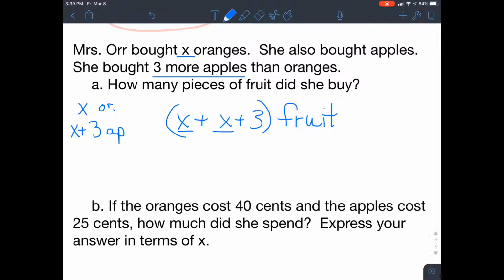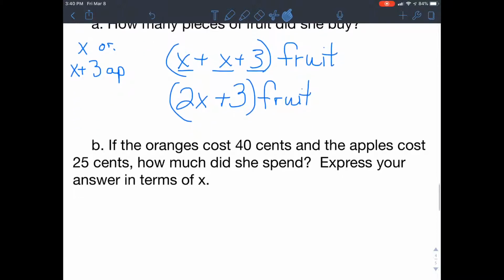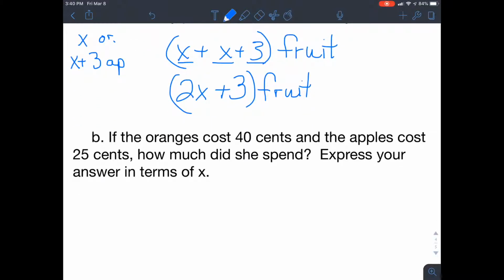We have 2 x's there. That means that we can just say X plus X is 2X. And here I just have a number by itself, so I can just put plus 3 in parentheses, and I need to label it so that I know what I'm talking about. So 2X plus 3 pieces of fruit. Now, is that an expression? Yes. Is that an expression in terms of X? It sure is. That variable is an X, and it's in some terms in an expression. That's all that means. It feels a little confusing, but hopefully you're getting it now.